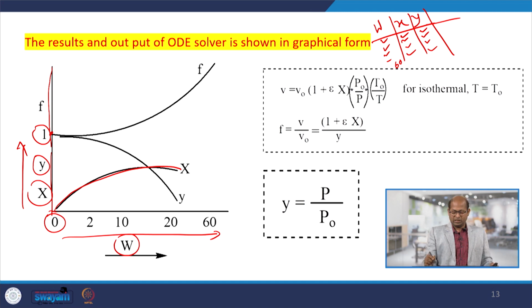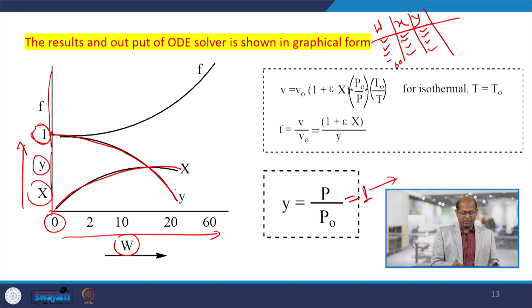So, initially P by P naught was 1, when there were no pressure drops, and then it goes down. See here, at the beginning when there was no catalyst, at the starting point of the reactor, the pressure ratio was 1, P by P naught equals 1. Then, with the gradual increase of the catalyst, the pressure changes gradually like this.